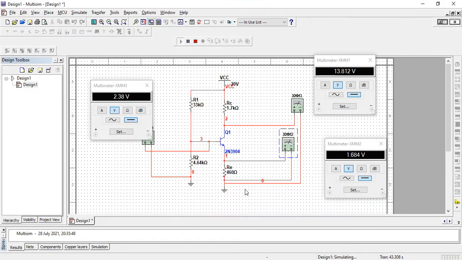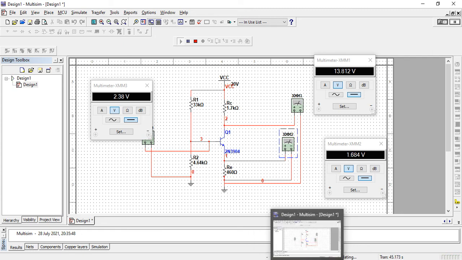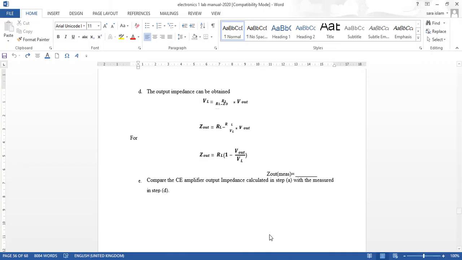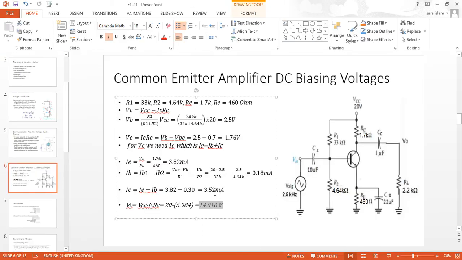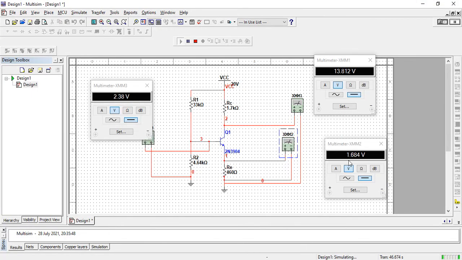Okay, so let's match it. That was 14 in theory and it is giving me 13.8 for VC in the lab. VE is 1.76 in my theory, and in my lab it's 1.68, so all of them are close enough.